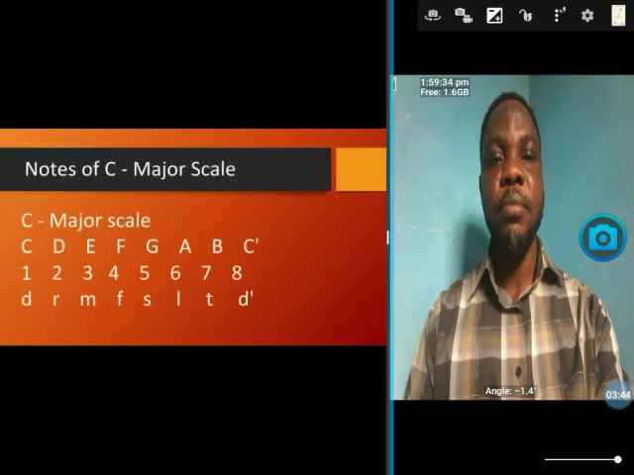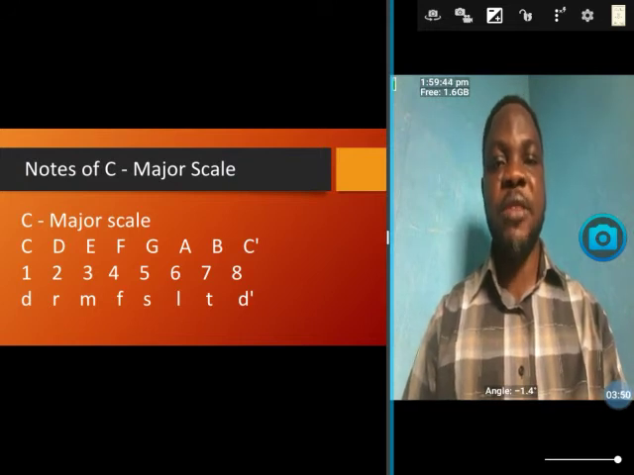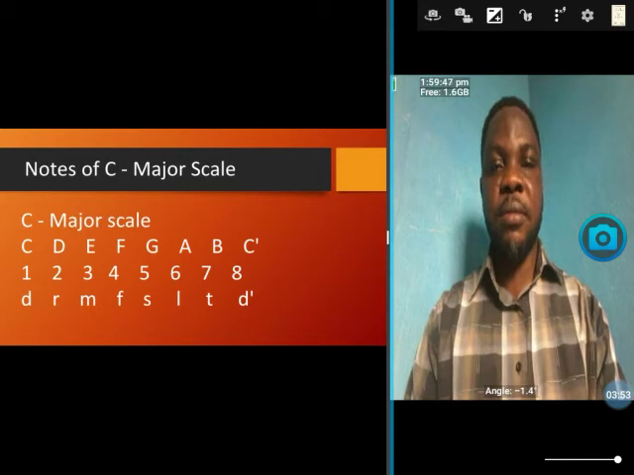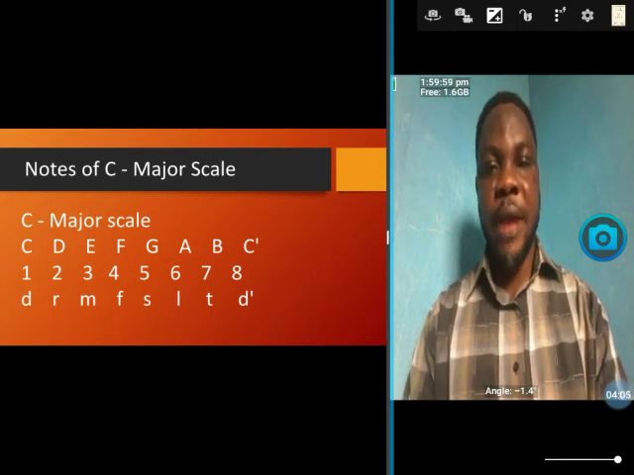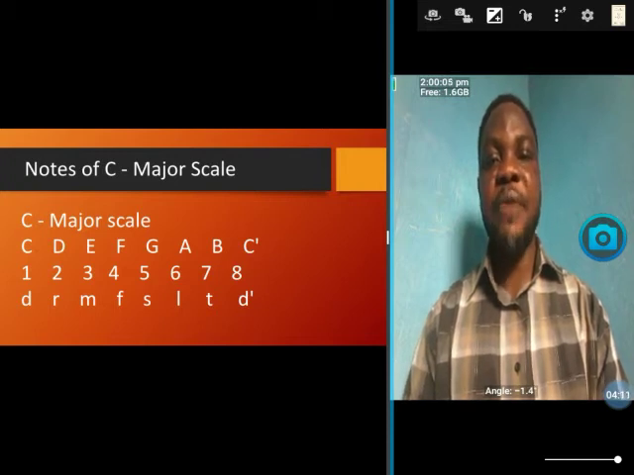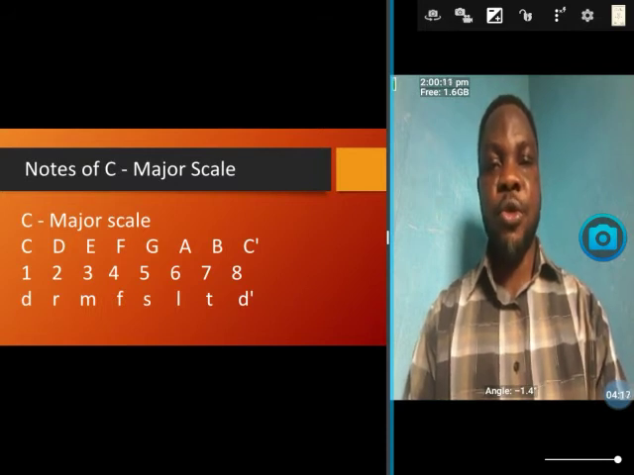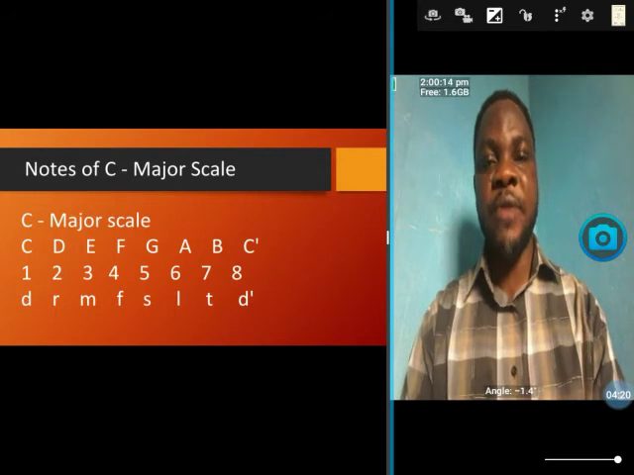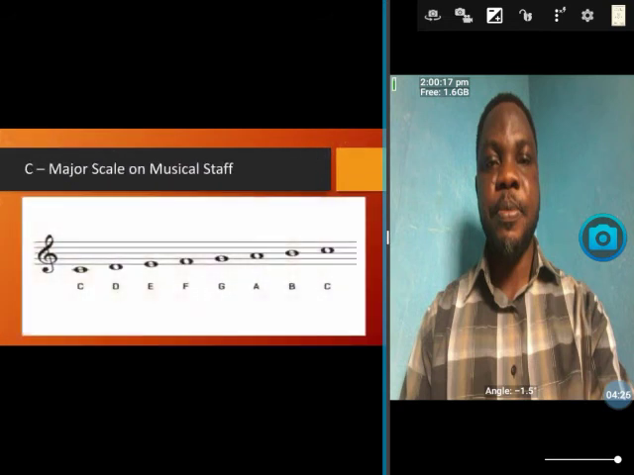Now, let us look at the letter names of the notes of C major scale. The C major scale has 8 notes altogether. You have C, D, E, F, G, A, B, C. The last note is a repeat of the first note. And that is how you have your tonic solfa from 1 to 8. That's Do, Re, Mi, Fa, Sol, La, Ti, Do. These are the major notes you put together to write songs and give different notations to a song. So go over this over and over again.